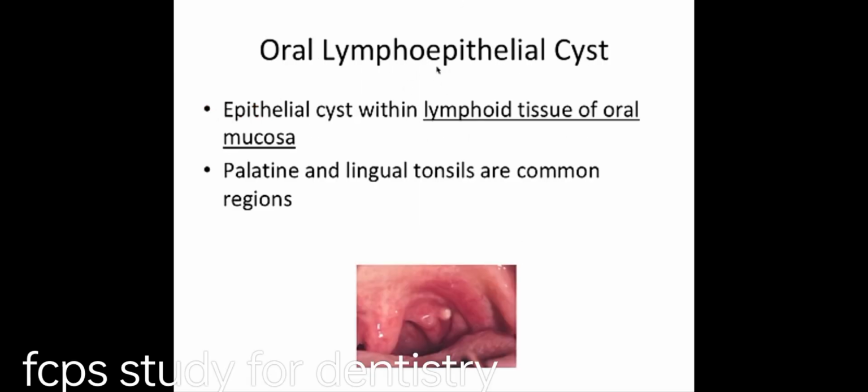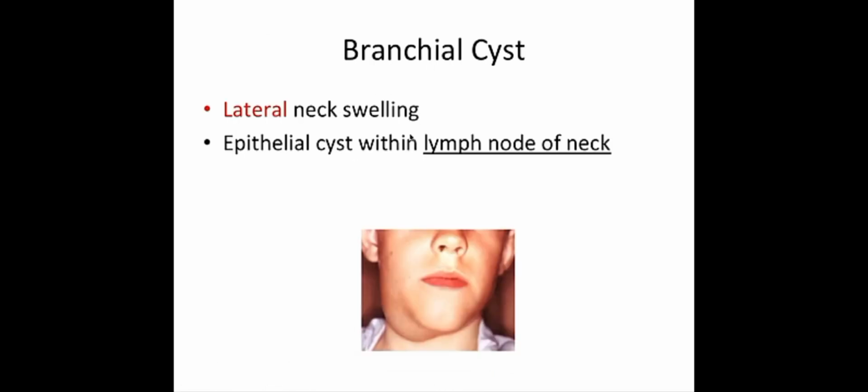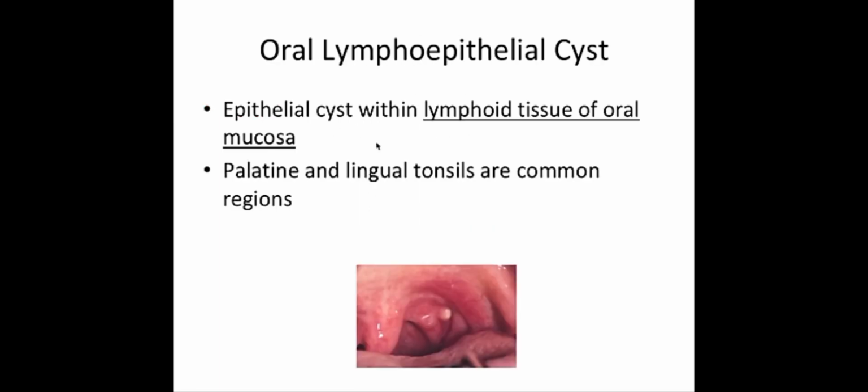And next we have oral lymphoepithelial cysts, which is basically the intraoral equivalent of the branchial cyst, because now it's also an epithelial cyst within lymphoid tissue. This time it's in oral mucosa, not on the lateral neck. So if you think of lymphoid tissue intraorally, the palatine and lingual tonsils come to mind, and so those are the most common regions that these little cysts are found.